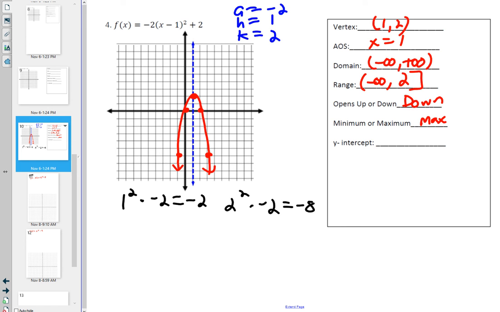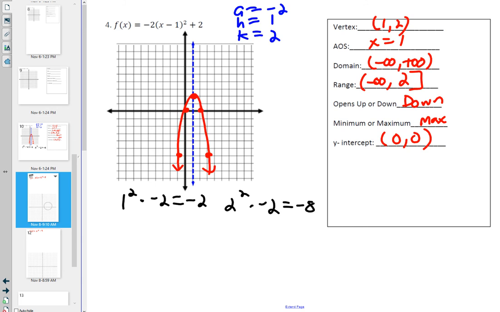Jason, where did the y-intercept end up being? Y-intercept is at 0, 0. Have fun, guys. They will, they're in algebra. Any questions there?